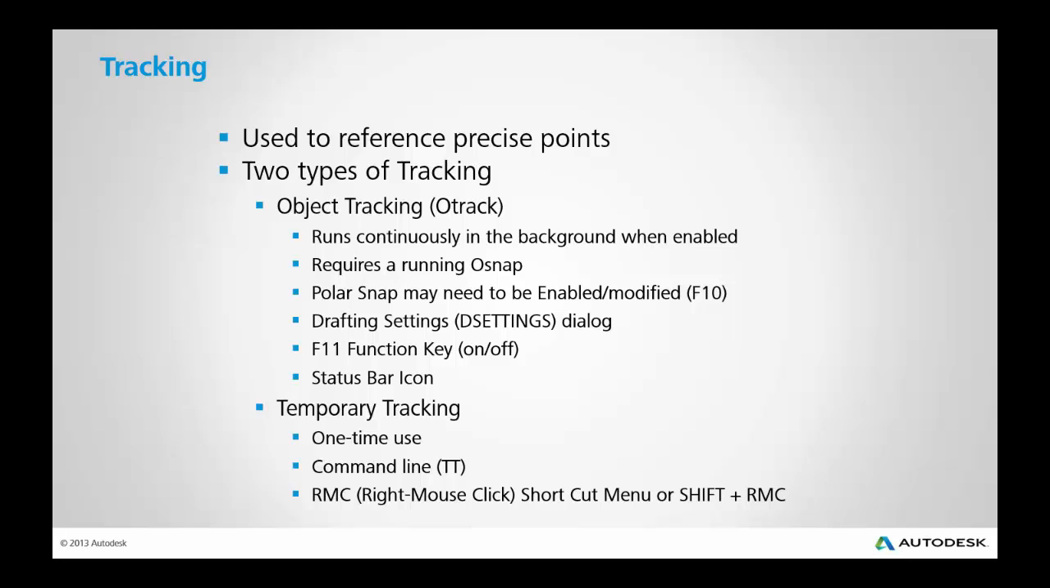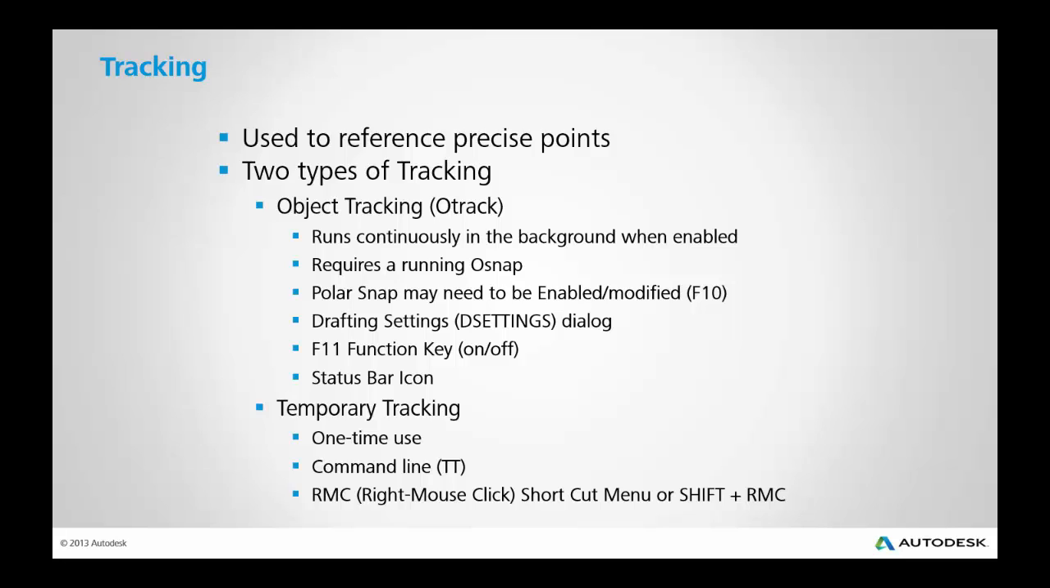Just like with OSNAP overrides, we have a tracking override. Now, the reason we have this is because if you don't have a running OSNAP, you can't use object tracking. So if you're using an OSNAP override, in order to reference a point, you'd have to use temporary tracking. That should come clear as we work through one of the demos.